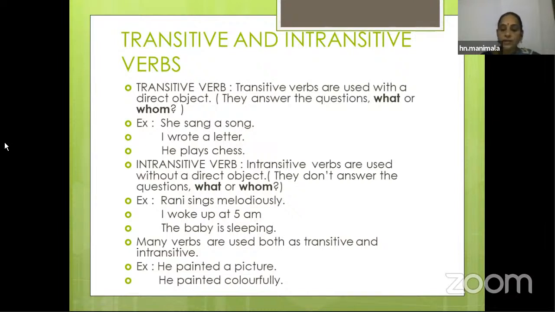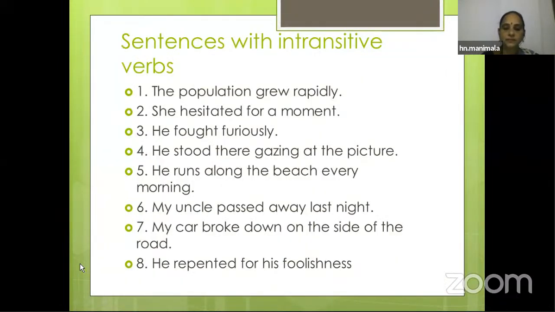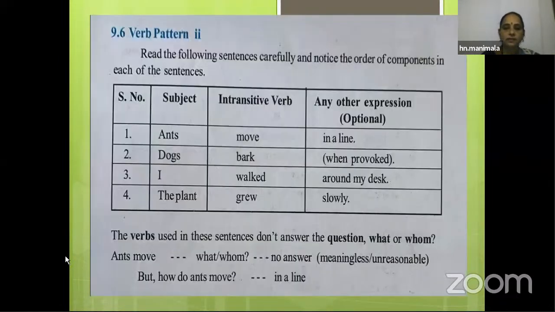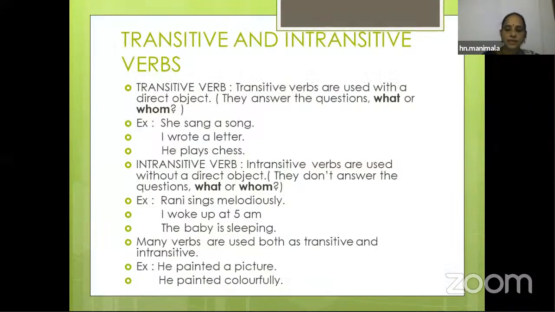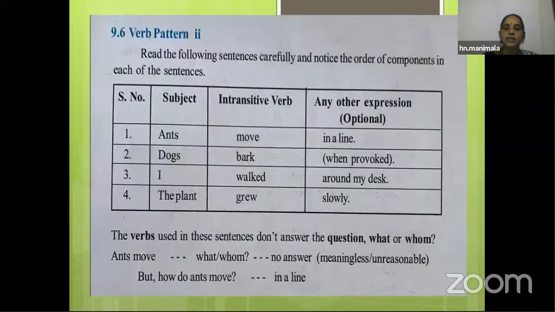And now let us go to the exercise. Do the exercise which is given in your textbook. Let us do that. Here is an exercise in your textbook. The instruction given is: read the following sentences carefully and notice the order of components in each of the following.